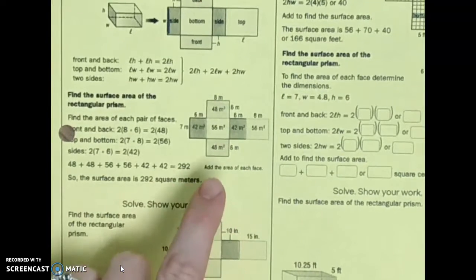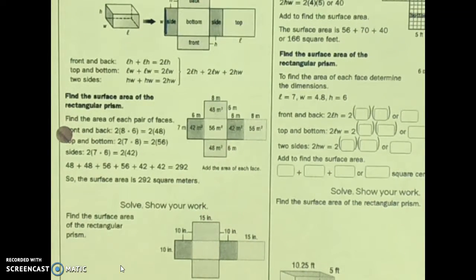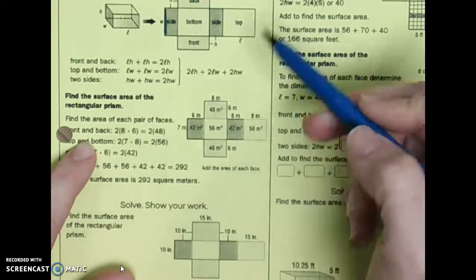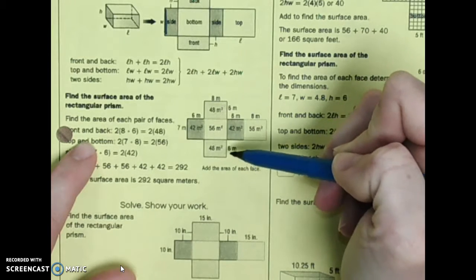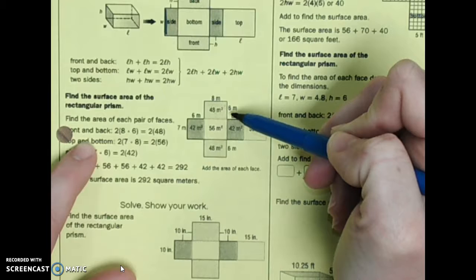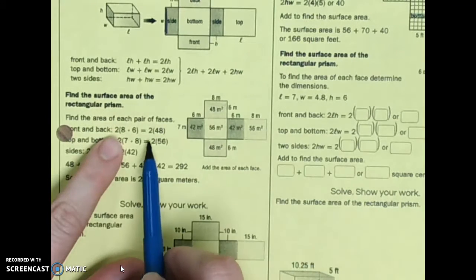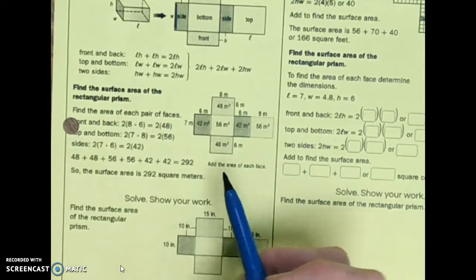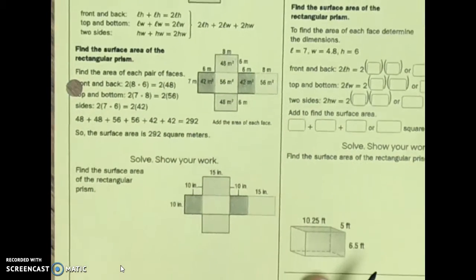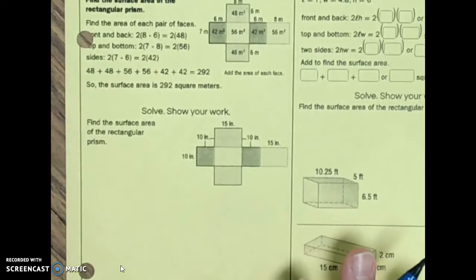So let's take a look at this first one to see how they plug things in. The front and the back. So we have these two sides. We're going to be taking 8 times 6. And then multiply it by 2 because it's 2LH. And so you'd end up getting all these numbers. That's how they solved it. But I want to jump in right to the first one so you can see what's happening.